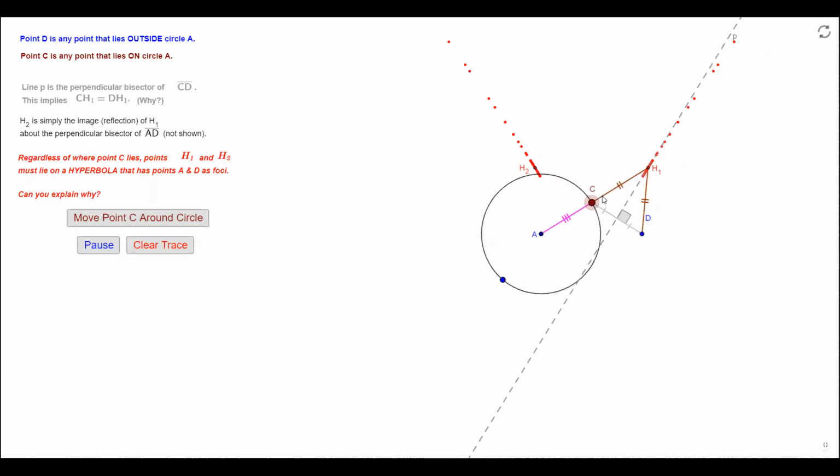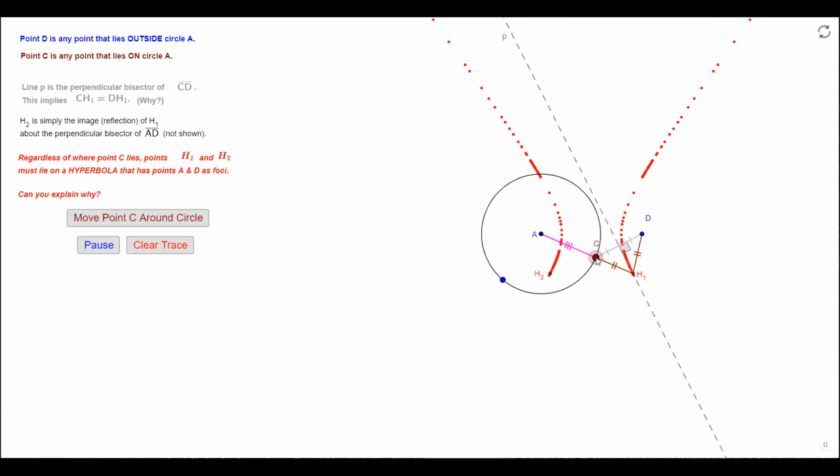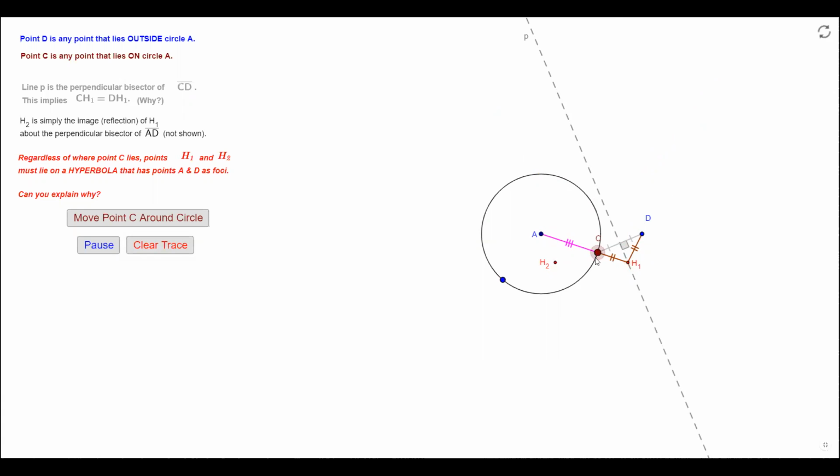The distance from A to point H1 is made up of the radius, AC, and this other distance from C to point H1. No matter where you put point C on the circle, if you draw the perpendicular bisector of the segment from C to D, then H1 is a point on that perpendicular bisector. So it's the same distance from C as it is from D. Notice how those two segments with the two tick marks are always the same length.